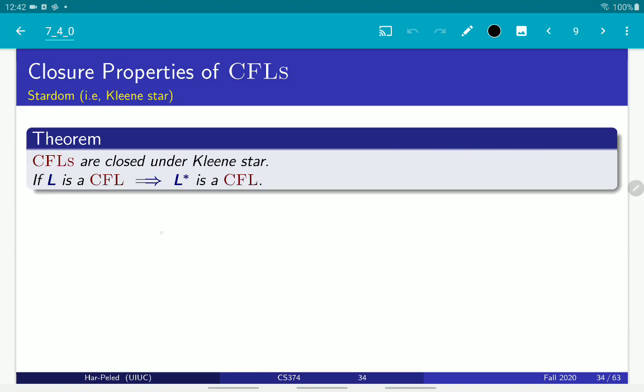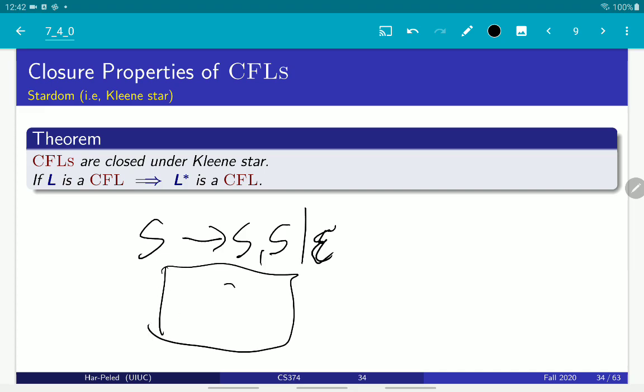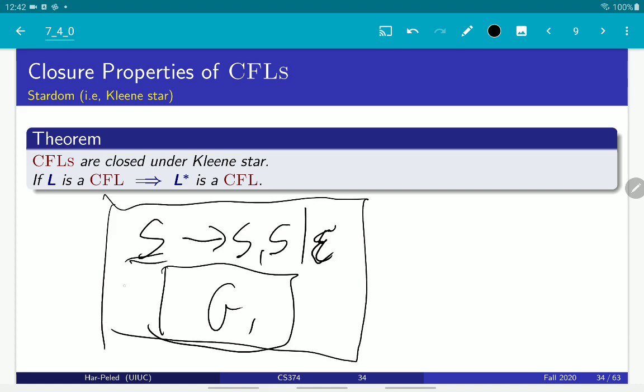And Kleene star is also very easy. You just have S go to S1 S or epsilon, where S1 is the start symbol of G1, the grammar for the first language. So this grammar with start symbol S generates L star. You can either go to epsilon, so you get the empty word, or you generate as many copies of words from G1 by going to S1. And that's it. So we have closure under Kleene star.